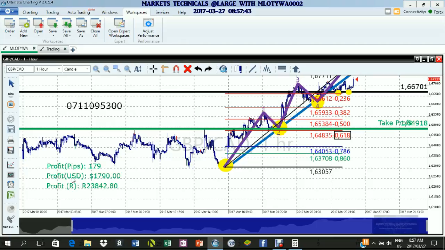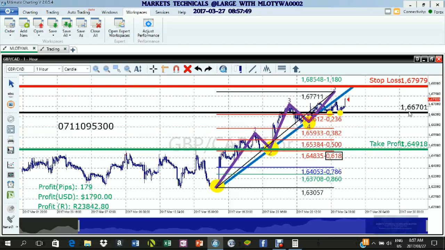Now, pips for this pair is 179. And then you realize that the trade is not entered at this point. You only enter the trade after the break of 1.6670. Enter the trade after this point.